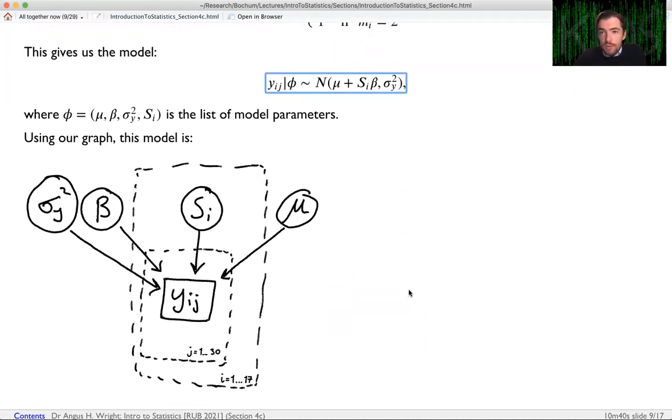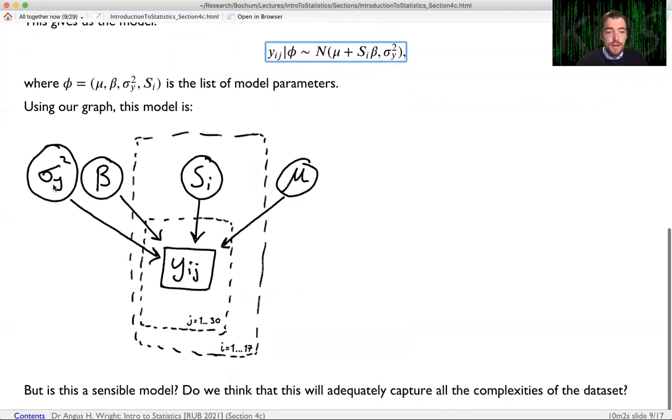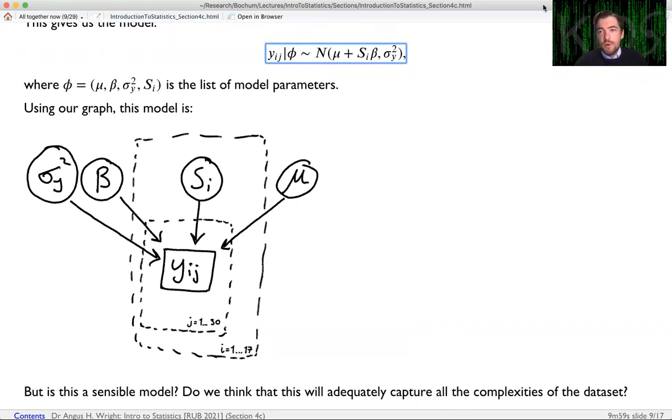We can draw this model using a graph very easily. Our observations are Y_ij, with i being the dog and j being the experiment, one test out of 30, and the observed reaction time of each pet is Y_ij. That Y_ij is determined by whether or not it's a border collie, the true mean of the underlying reaction time distribution, the offset that we apply to the golden retrievers, and the uncertainty that's inherent to the measure. Is this a sensible model?